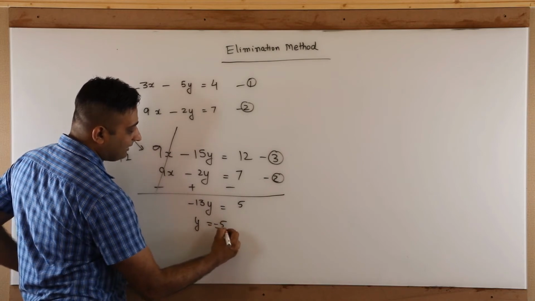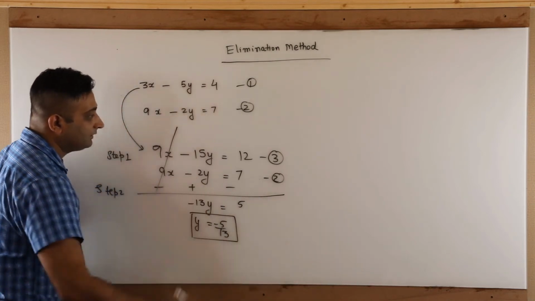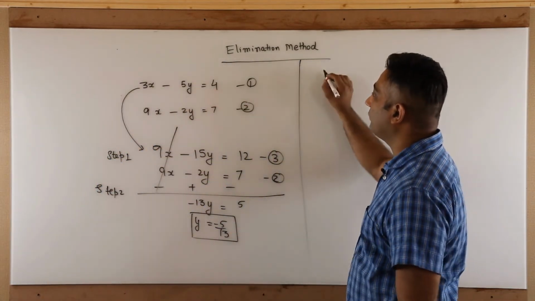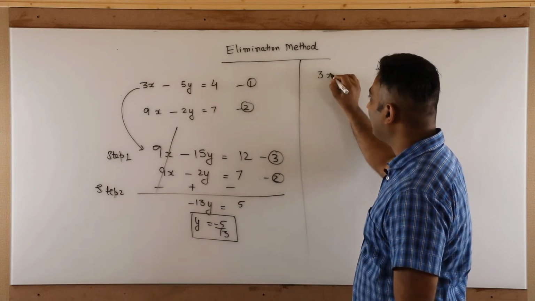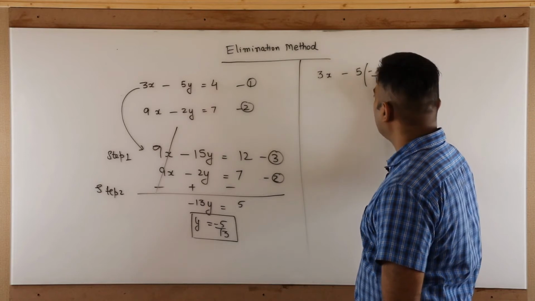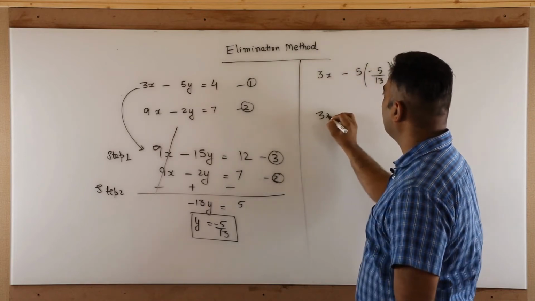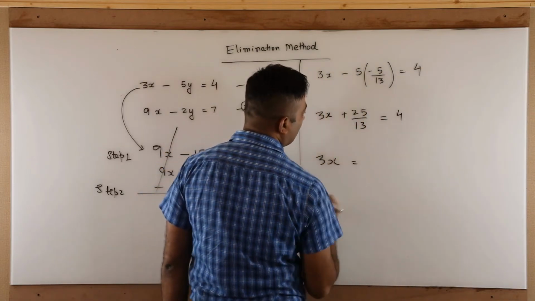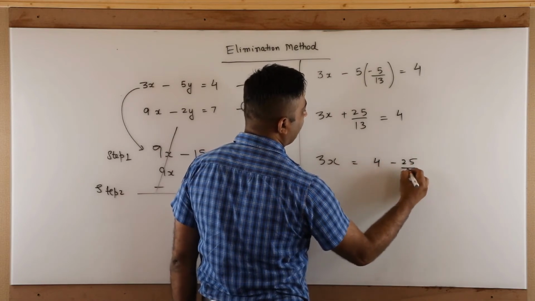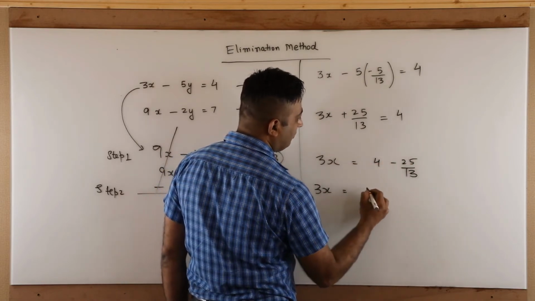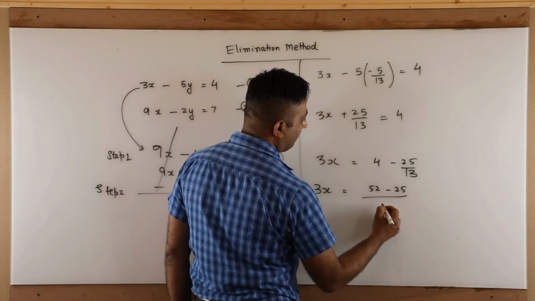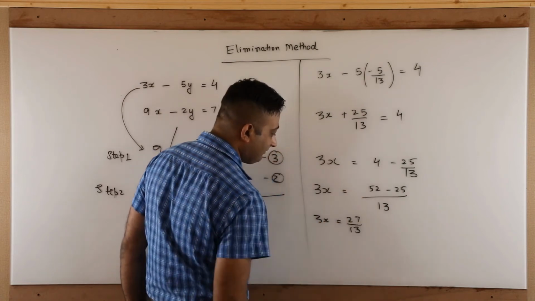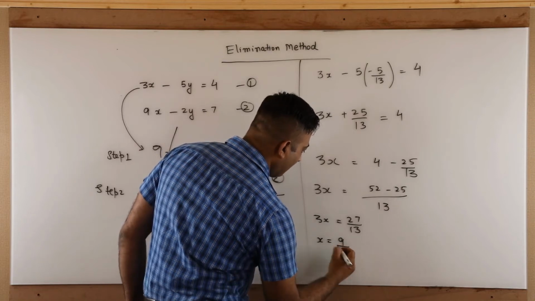That means y is equal to minus 5 by 13. Now let us put the value of y equal to minus 5 by 13 in equation number 1. That is 3x minus 5 into minus 5 by 13 equals 4. That is 3x plus 25 by 13 equal to 4. That is 3x equal to 4 minus 25 by 13. That is 3x equal to 52 minus 25 divided by 13. That is 3x equal to 27 divided by 13. That is x is equal to 9 by 13.